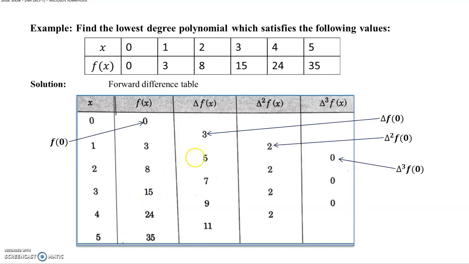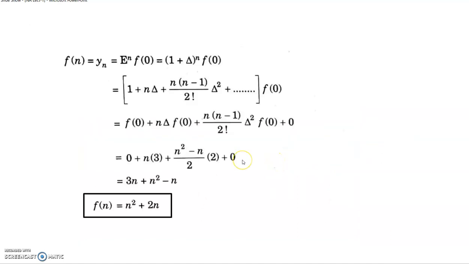Note in this table also, we'll check the fundamental theorem of difference calculus. That theorem says that if second order differences are constant and obviously third order differences are 0, then the polynomial should be of second degree. And here we are getting a polynomial of second degree. So here we can see that the theorem is also justified. Thank you. Next we will continue in the next video.